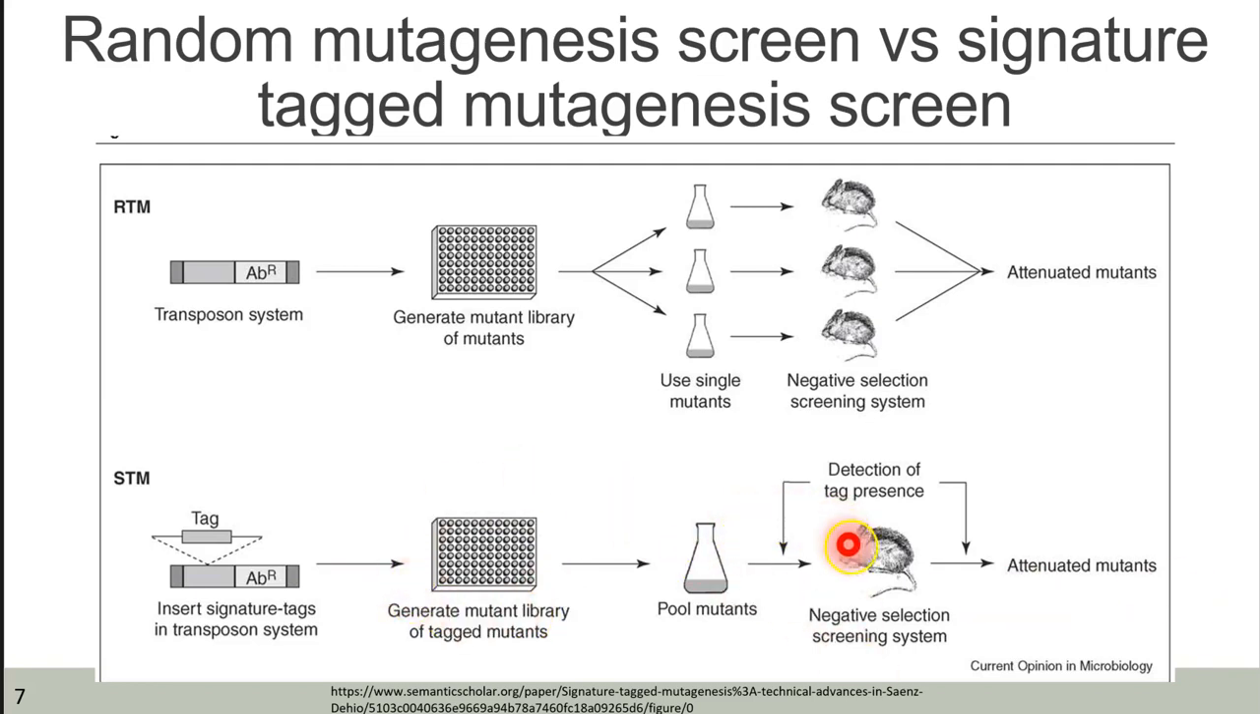When you pool them and put them through the mouse, you're able to identify which microbes come out of the mouse, or whatever phenotype you're screening for, because you know the nucleotide sequence of those tagged mutants. It's really fun. It's a neat way to identify mutants from a pool.